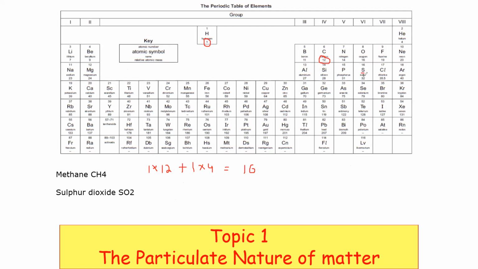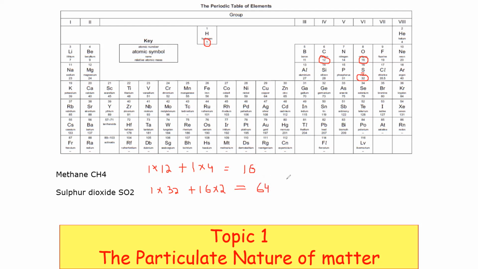When you check sulfur dioxide, in the periodic table you can find sulfur here. What is the mass of the sulfur? The mass of the sulfur is 32. And there is one sulfur, so it will be 1 multiplied by 32, plus the mass of oxygen. You can see oxygen here. The mass of oxygen is 16, so it will be 16 multiplied by 2. So 32 multiplied by 1 is 32, and 16 multiplied by 2 is also 32. So 32 plus 32 makes the total sum 64.